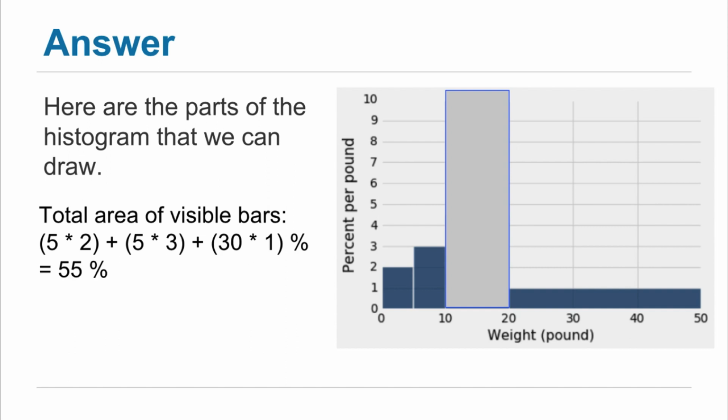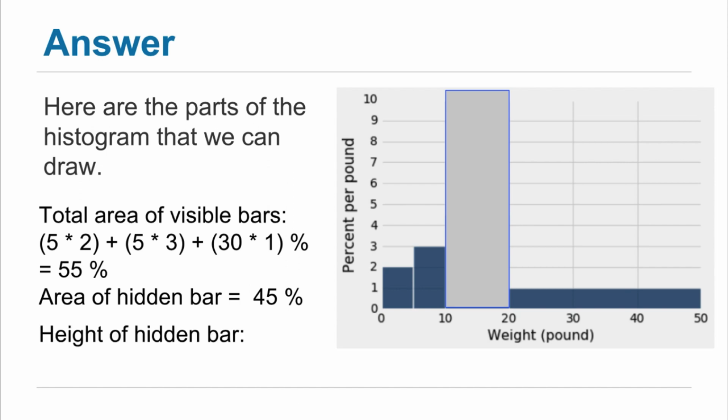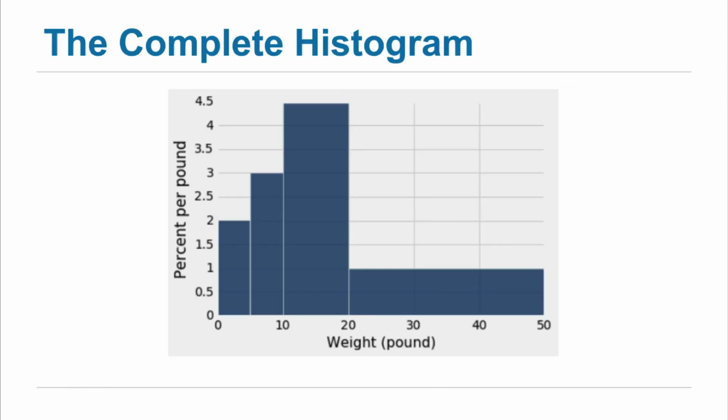And you work it out, you get 55%. So if 55% of your data is in the other 3 bins, then 45% are in the bin that you want. 100 minus 55. And now you're ready to find your height. You know the percent in the bin is 45%. You know the width of the bin is 10 pounds. And so the height of the bar is 45% divided by 10 pounds, which is 4.5% per pound. And you have completed the histogram.